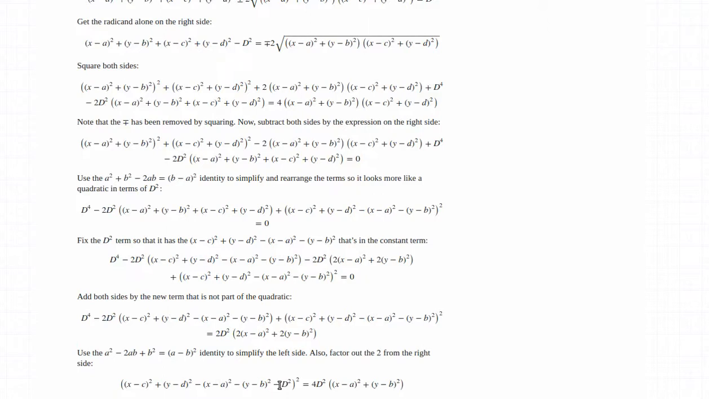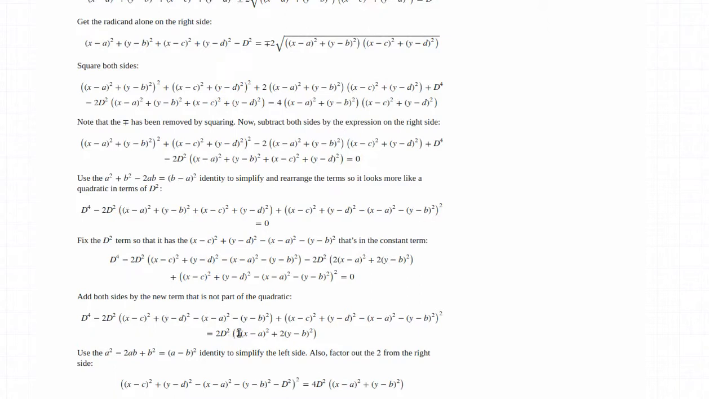So it's the difference of (x minus c) squared plus (y minus d) squared minus (x minus a) squared minus (y minus b) squared. That's one unit, and it's the difference of that unit and d squared. So that's what I did here. That squared equals this. Okay, so all I did was contract the left side a little.